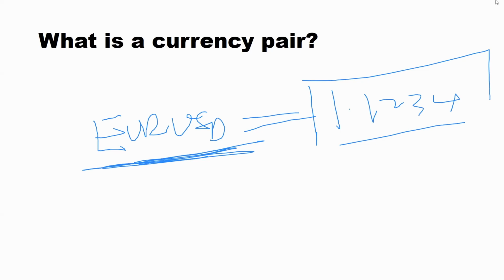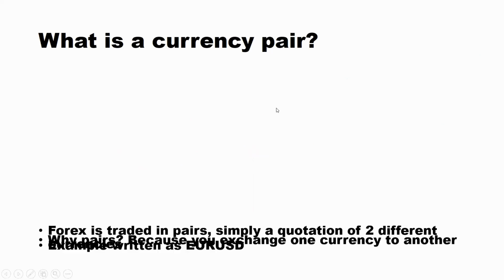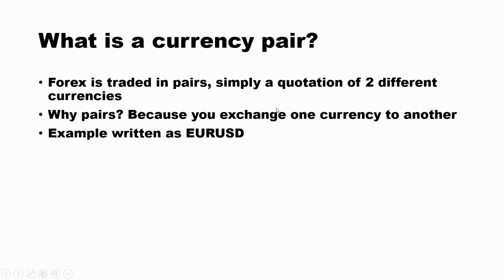So what is a currency pair? A currency pair is simply a quotation of two different currencies of different economies or different countries. We've already looked at that. We have mentioned that Forex is traded in pairs. And why are they quoted in pairs? Or why do we trade Forex in pairs?